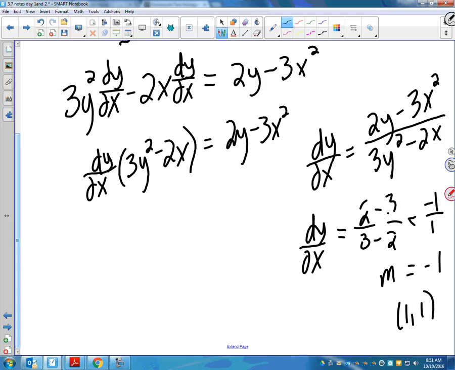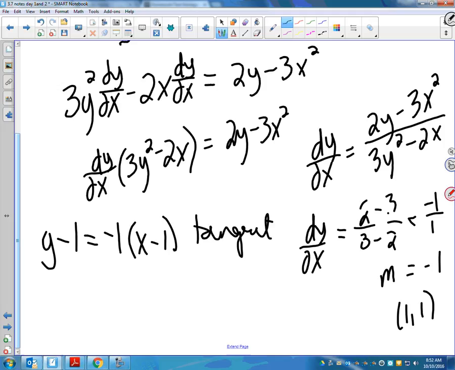So again, just like we've been writing tangent lines since the beginning, if you have a point and the slope, you just write the tangent line. So y minus 1 equals -1 times x minus 1. And how do I write the normal line again? And what's the opposite reciprocal of -1? +1. So that one's just y minus 1 equals 1 times x minus 1.